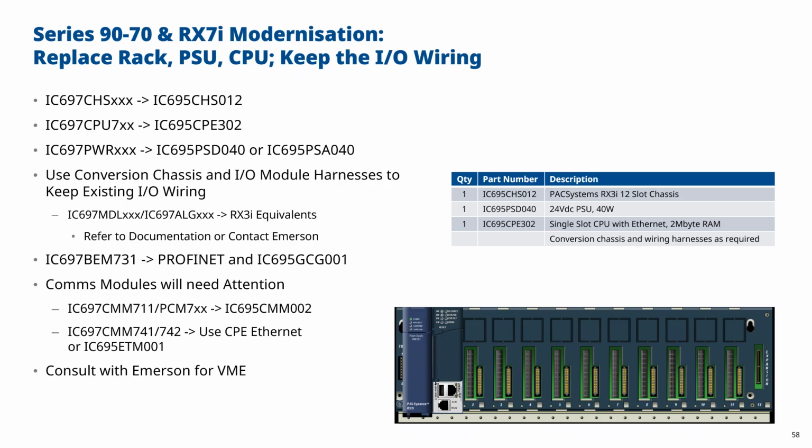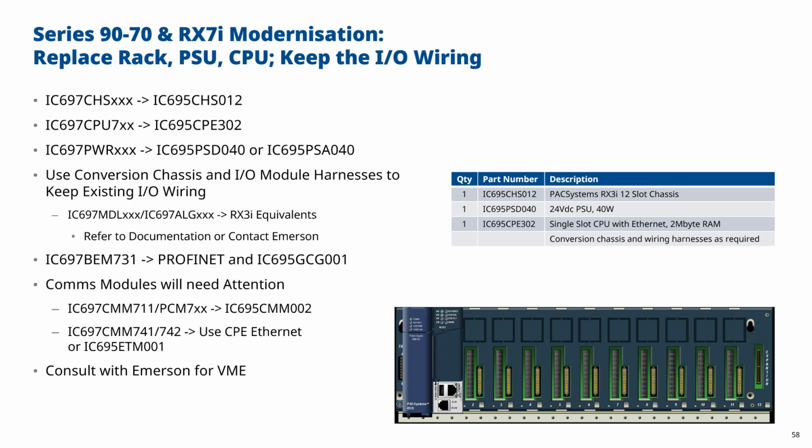Now, most modernisation efforts are going to concern the Series 9030 PLC, of which we sold about 500,000, so there's a lot out there. We also had the Series 9070, which was the bigger brother of the 9030, and it was about twice the physical size, based on VME 6U chassis.